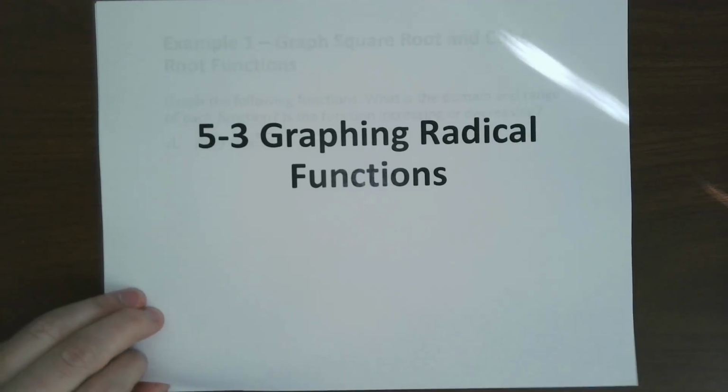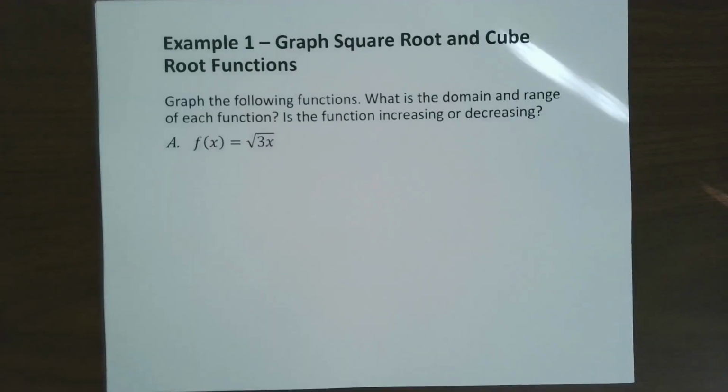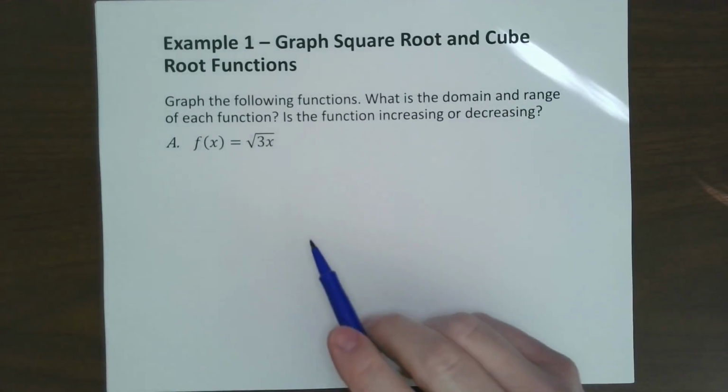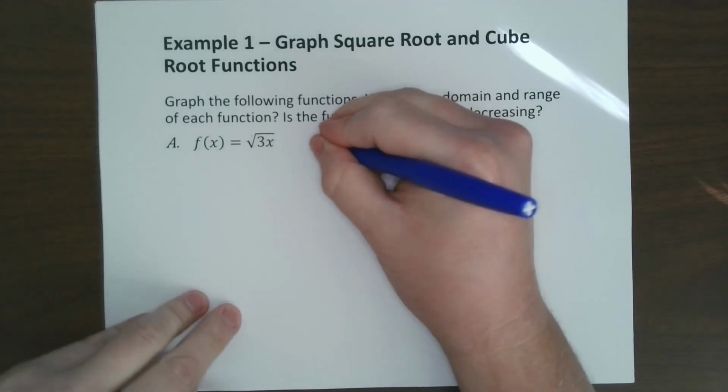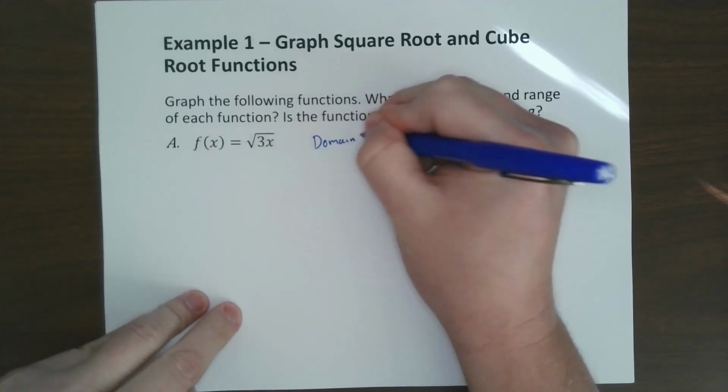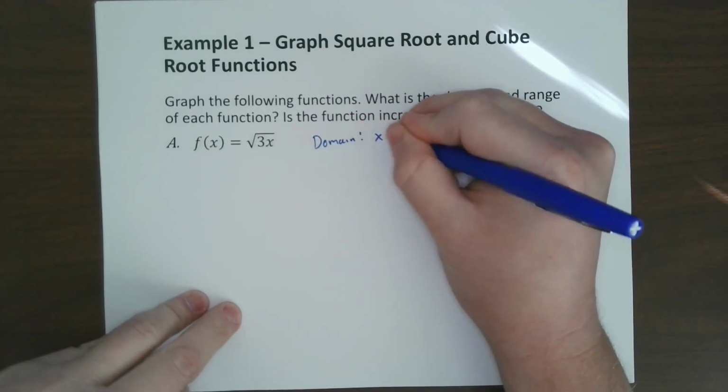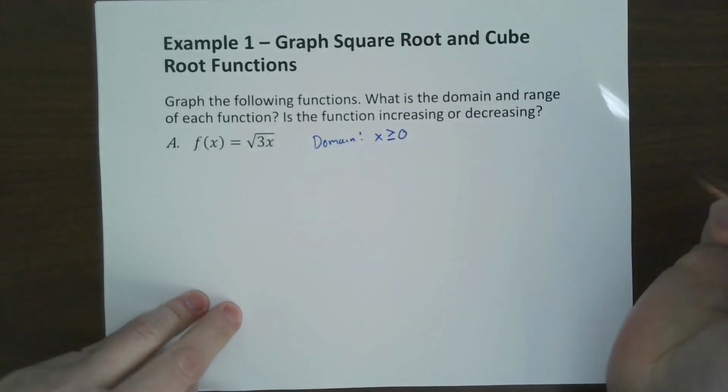Hi, today's lesson is graphing radical functions. So to graph the function, first of all, let's talk about the domain and range. You cannot square root a negative. So the smallest x could be here is 0. So when we're talking about the domain, it means that x must be greater than or equal to 0.